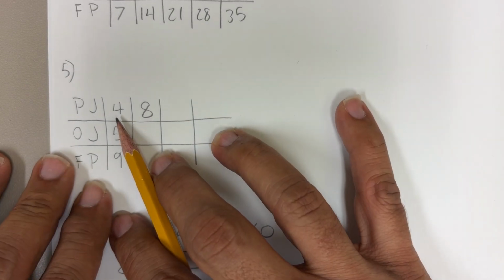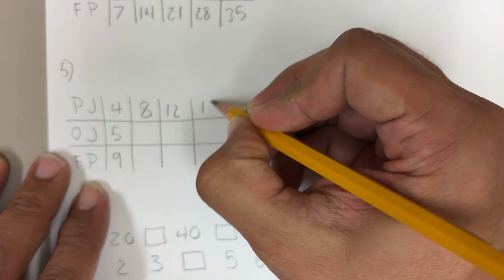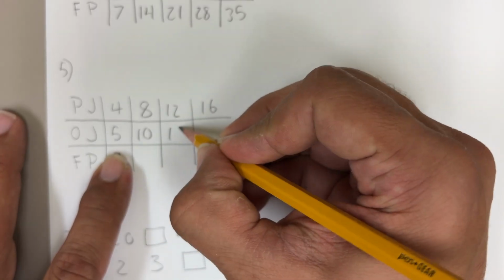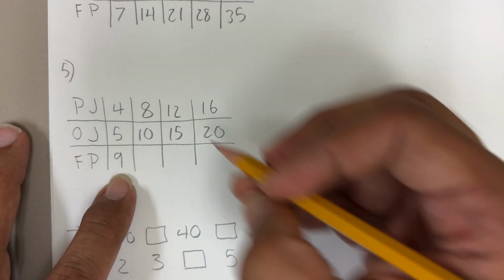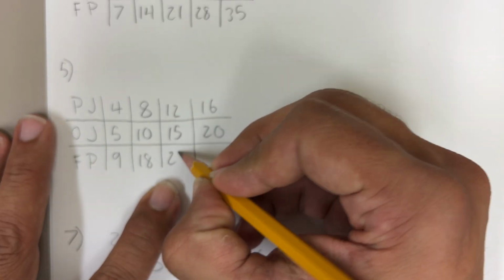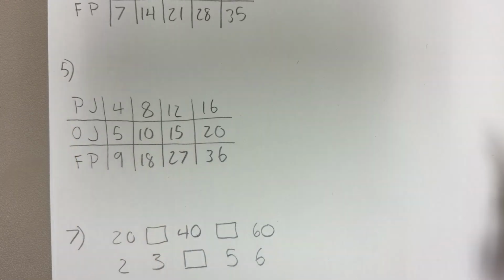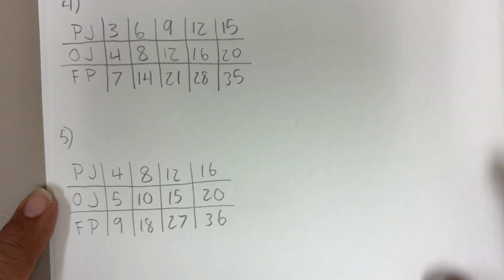All right, so now we're going to do 5. So this is going up by 4s. So 4, 8, 12, 16. This is going up by 5. So 5, 10, 15, 20. And then this is going up by 9s. 9, 18, 27, 36.